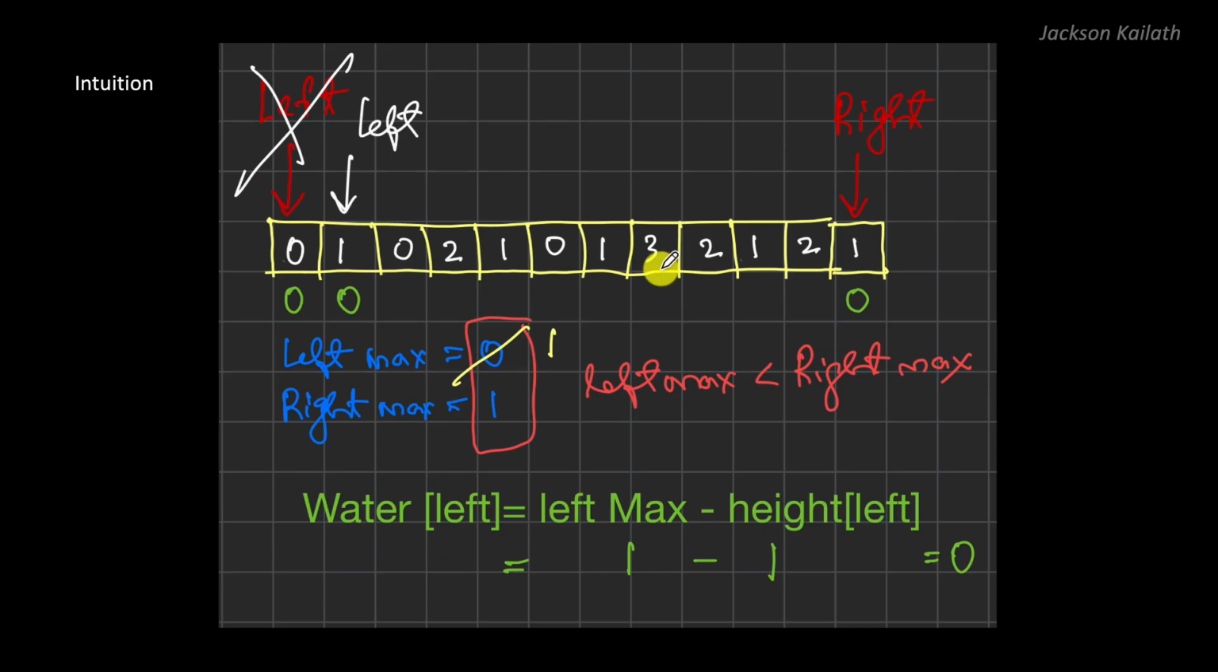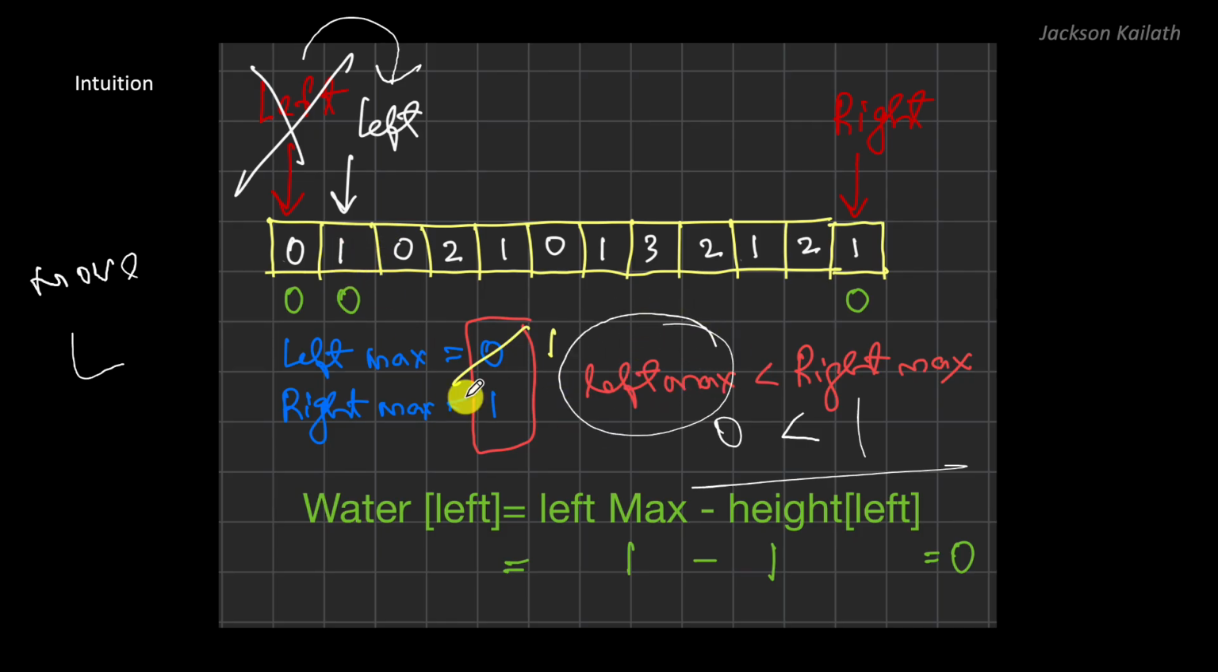Okay. So again, let me quickly recap. We found that left max was less than right max, or 0 less than 1. Therefore, we decided to move the left pointer. So we moved this ahead and we compute the new left max, which at this point is 1, which is the maximum between what we had and the value over here. The maximum between these two is 1.